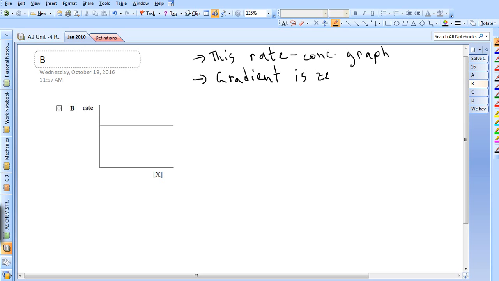Okay, so we are not concerned about the gradient over here, since this is rate versus concentration of X graph. So the gradient doesn't have any significant value, so we will ignore that for this moment. Now let us check what kind of information this gives us about the order of the reactant X. So we will focus on the order of reaction of X.